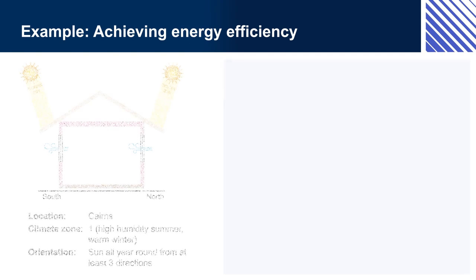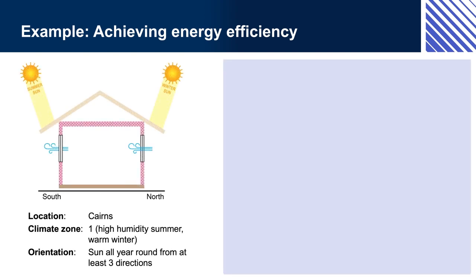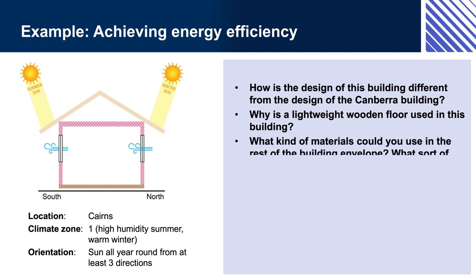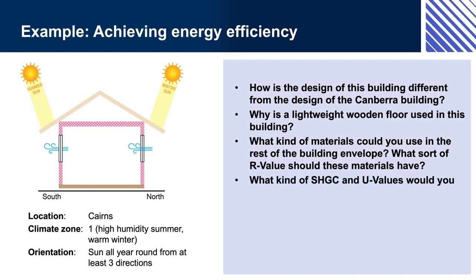Example, achieving energy efficiency. How is the design of this building different from the design of the Canberra building? Why is the lightweight wooden floor used in this building? What kinds of material could you use in the rest of the building envelope? What sort of R value should these materials have? What kind of SHGC and U values would you select for the glazing?